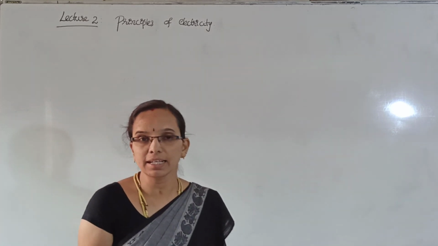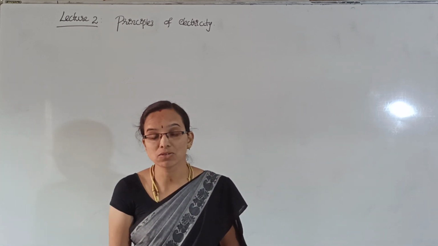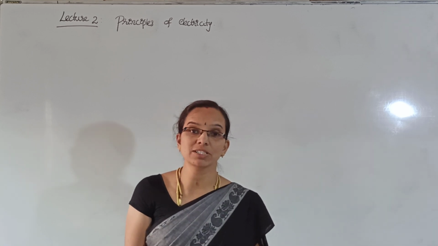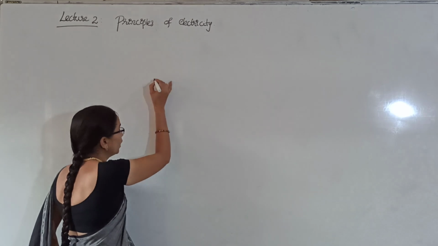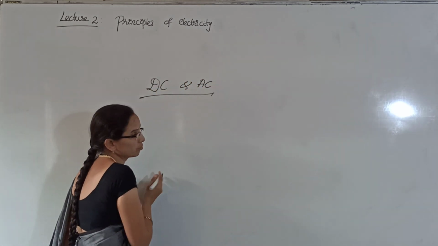What is electric current, what is the unit of charge, what is the unit of current, and also what is potential difference and what is the unit of potential difference. Okay. Now we will go to DC and AC.